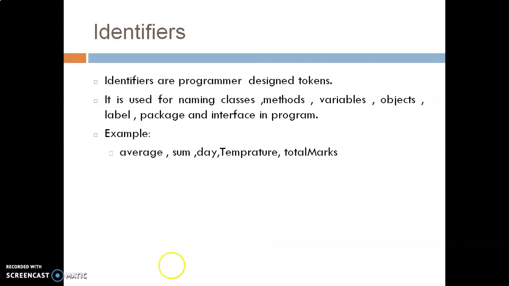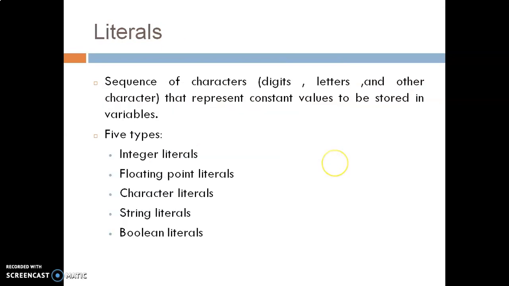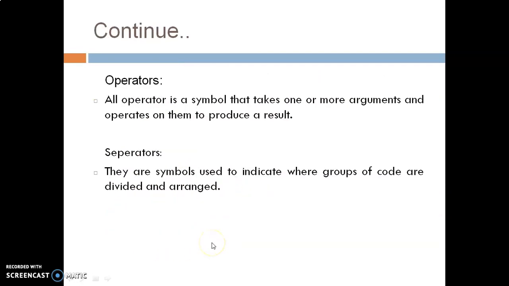Identifiers, as I said, are all about the variables. So the same rule that we were using in C++ as well as in C, you can apply here. You can use the same technique here also to declare the identifiers. Literals are a sequence of characters, which is a collection of digits, letters and other characters. There are 5 types of literals: integer literals, floating point literals, character literals, string literals and boolean literals.